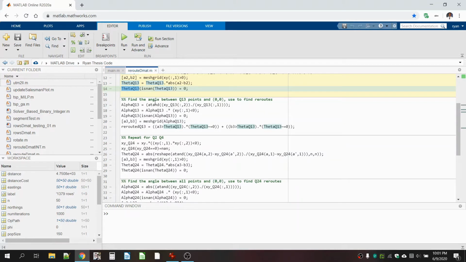Now I find the angle between all the points in quadrants 1 and 3, but not between each other, but between the center coordinate 0, 0.